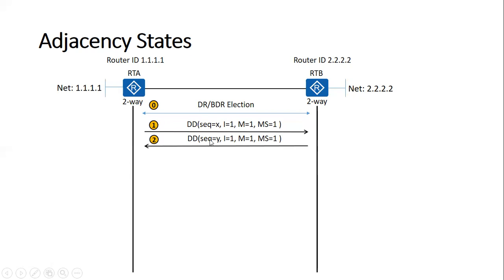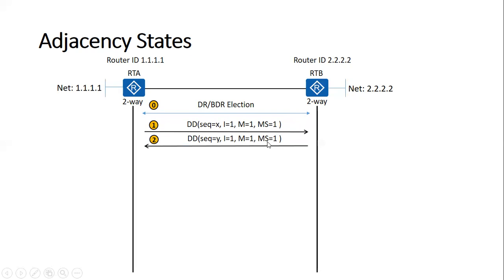The same DD has the sequence set arbitrarily. And it also has the initial bit set to 1 because it's the first one it's sending. And then it has more because it has a network that it will have to inform router A about. And then it also assumes to be the master. So the question is, router A assumes to be the master and router B assumes to be the master.